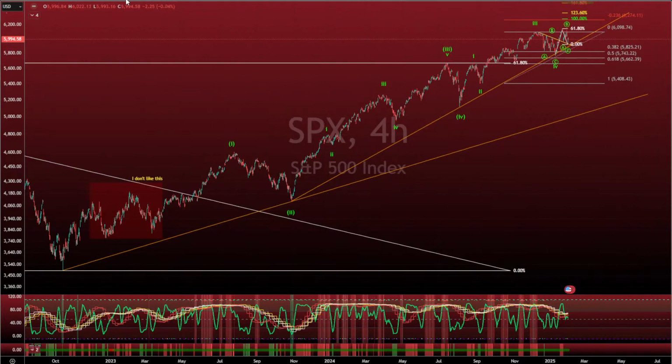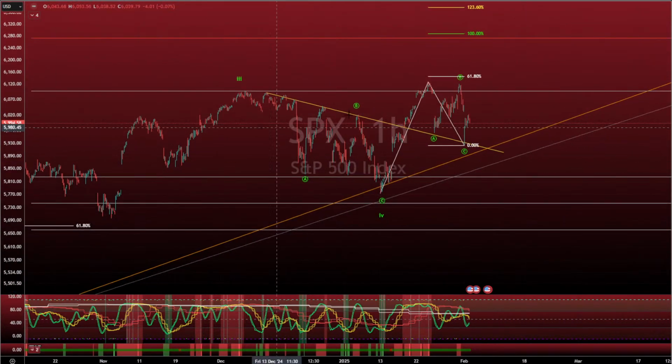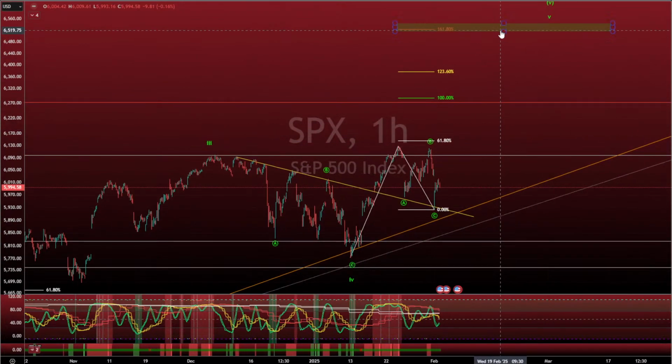So first things first, we really need to continue to hold this level right here for us to see that move up to that 6,500 that I was talking about. So the 6,500, 6,520, that area is where I will be watching, and so that's what I'm going to be looking for.